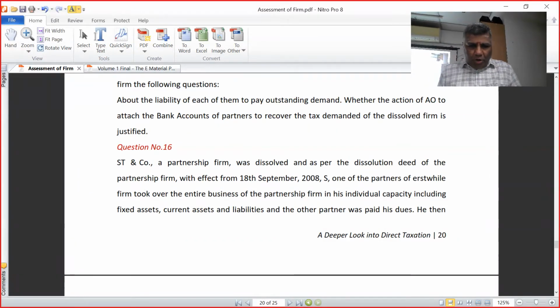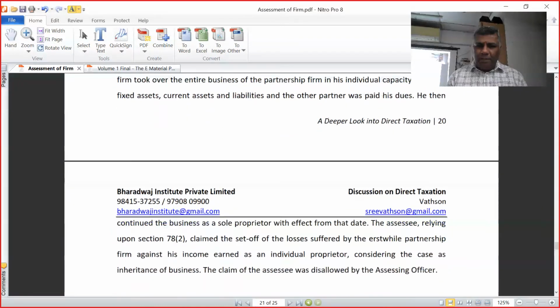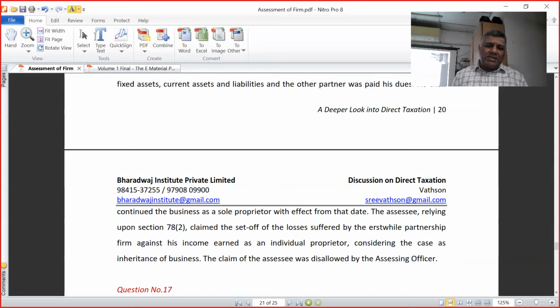ST and Co., a partnership firm, was dissolved, and as per the dissolution deed of the firm with effect from 18th September, one of the partners of the erstwhile firm took over the entire business of the firm in his individual capacity, including assets, liabilities, and the other partners' dues were paid by him.